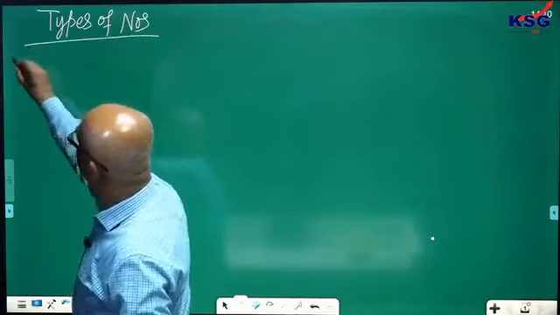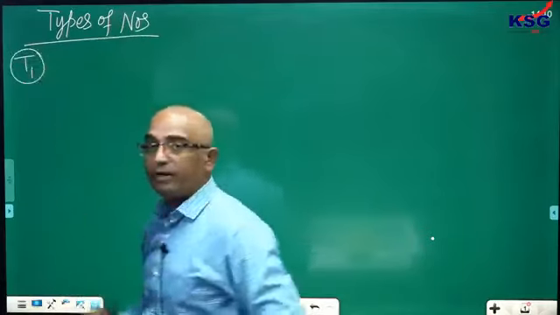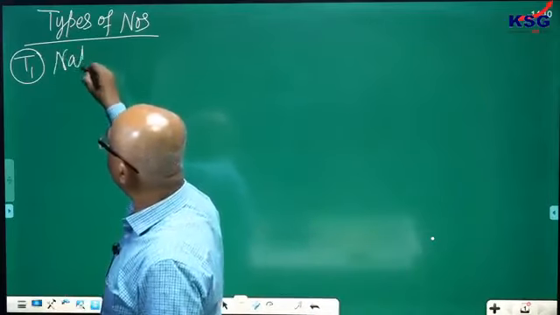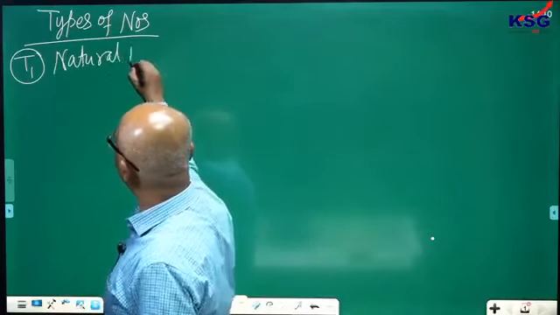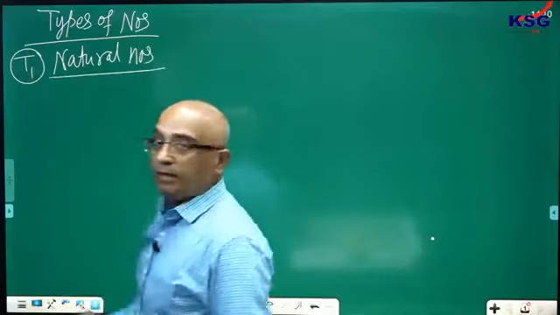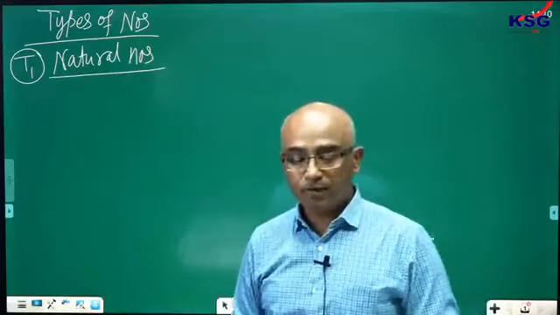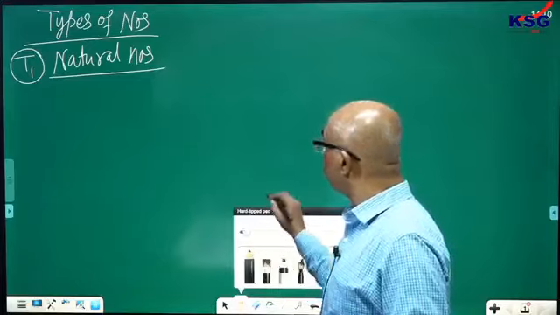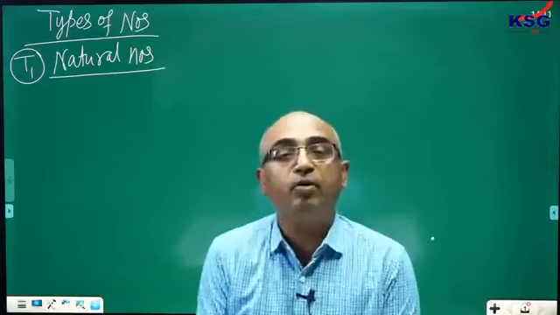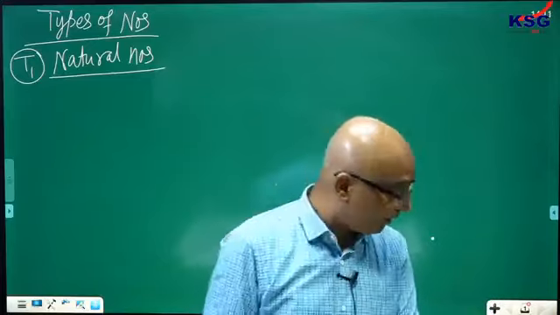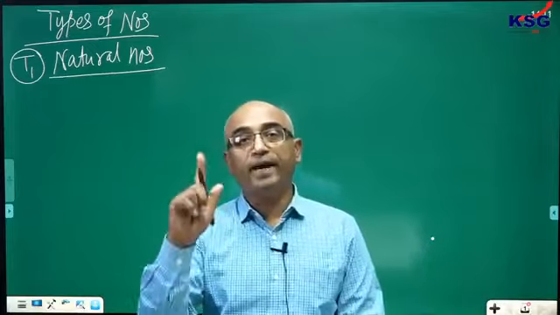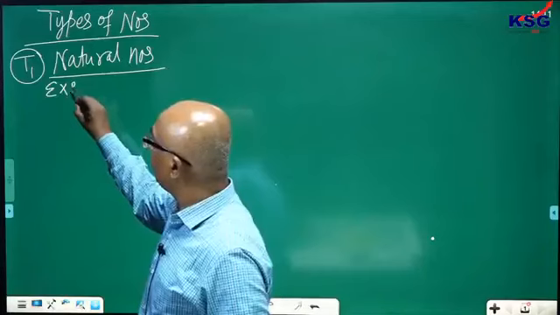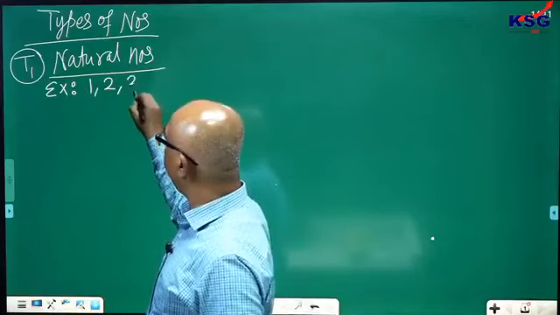Right. Students, let's begin with type 1. Write the heading, type 1: natural numbers. Counting numbers are known as natural numbers, and counting starts from 1. So write an example of natural numbers: 1, 2, 3, 4, and so on.